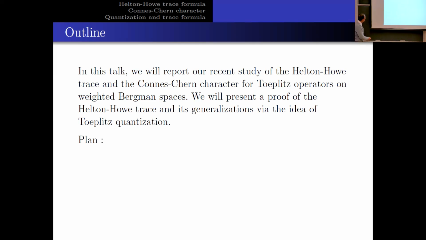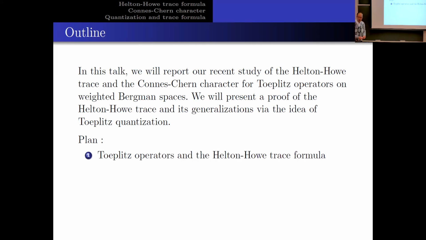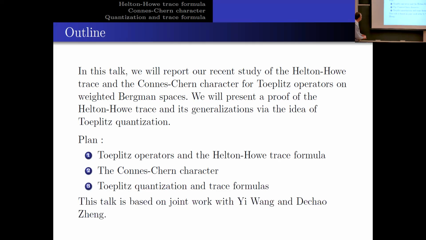Here's the outline of my talk. In the first part, I will try to recall the history: the Toeplitz operators and the Helton-Howe trace formula. In the second part, I will bring in Connes's great discovery of cyclic theory and the Chern character. And in the last part, I hope to explain some of the results we have obtained in this project. This talk is based on joint work with Yi Wang and Dechao Zheng.